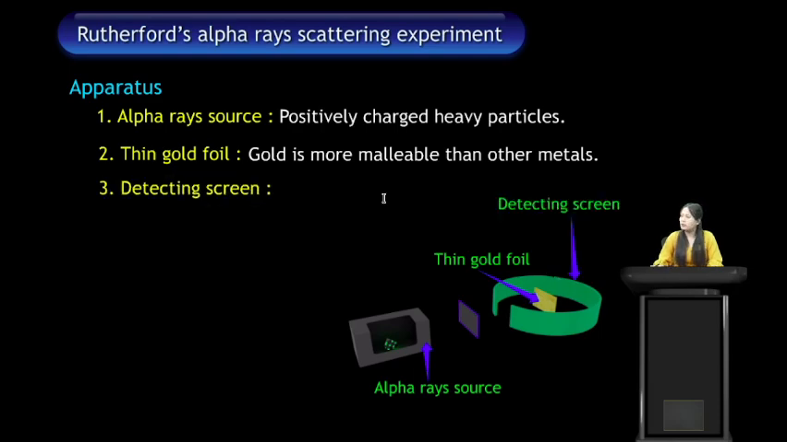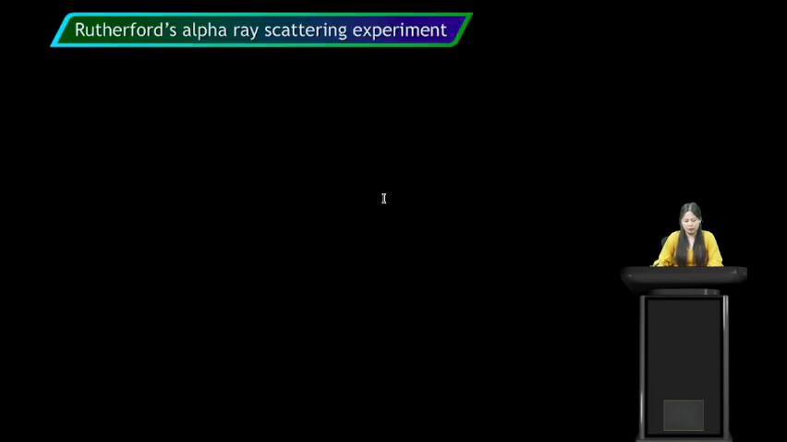Then the third is the detecting screen. A zinc sulfide screen was used as the detecting screen. So these are the apparatus used in Rutherford's alpha ray scattering experiment.